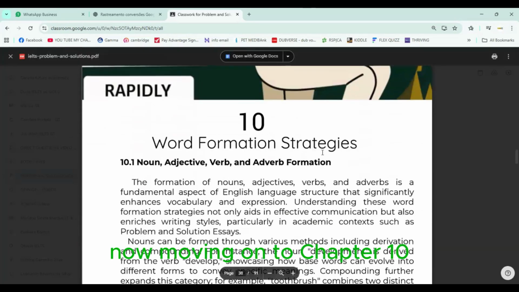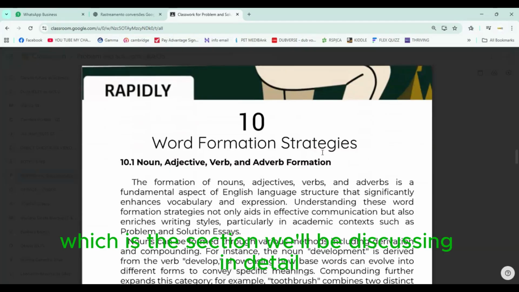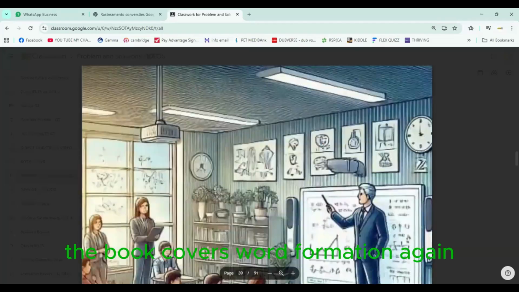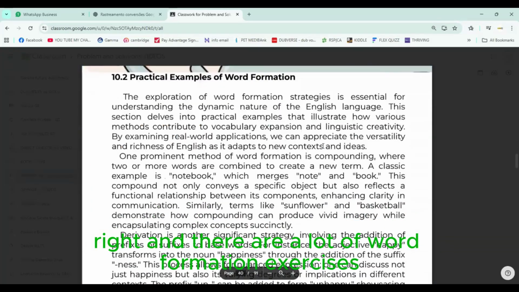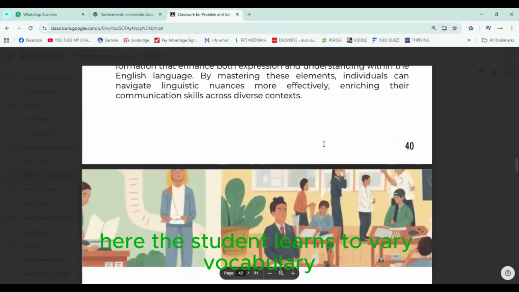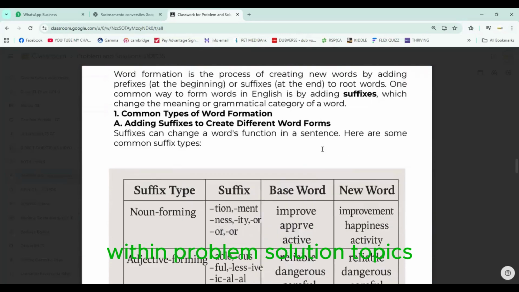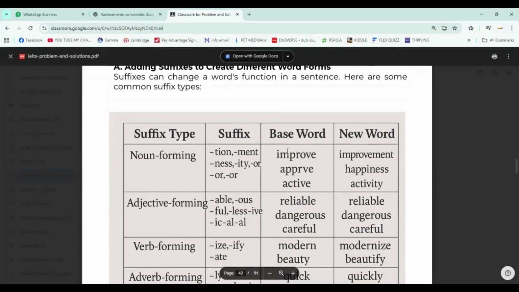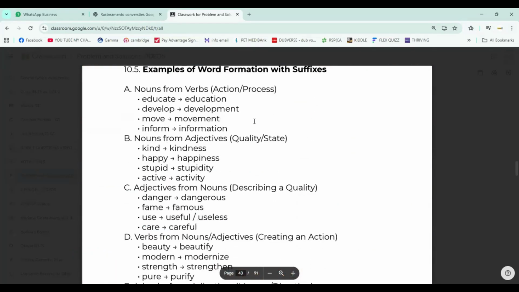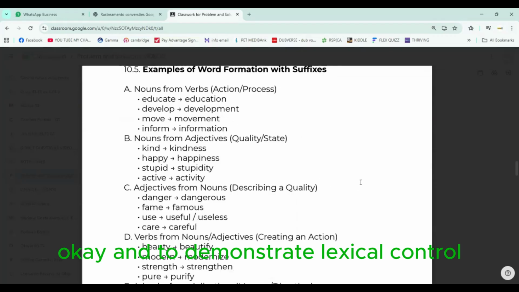Now moving on to chapter 10, which is the section we'll be discussing in detail on page 38 of your book. From 37 to 44, between these pages, the book covers word formation again, right? And there are a lot of word formation exercises within the problem solution topics. Here, the student learns to vary vocabulary within problem solution topics. Look, see here? Suffix, base word. It's very important to avoid repetition. Okay? And to demonstrate lexical control.